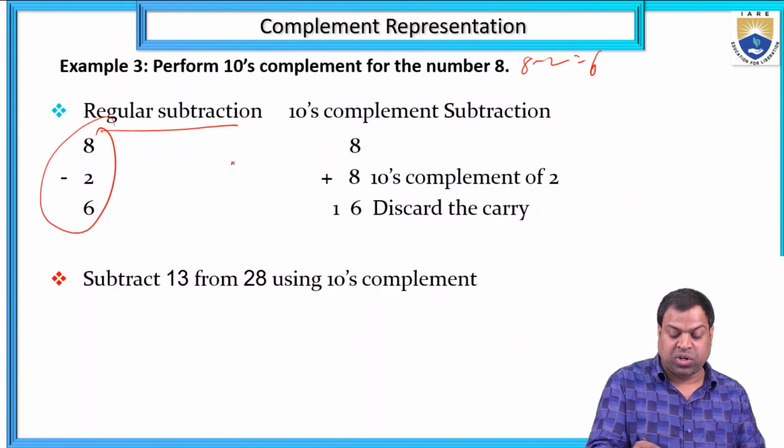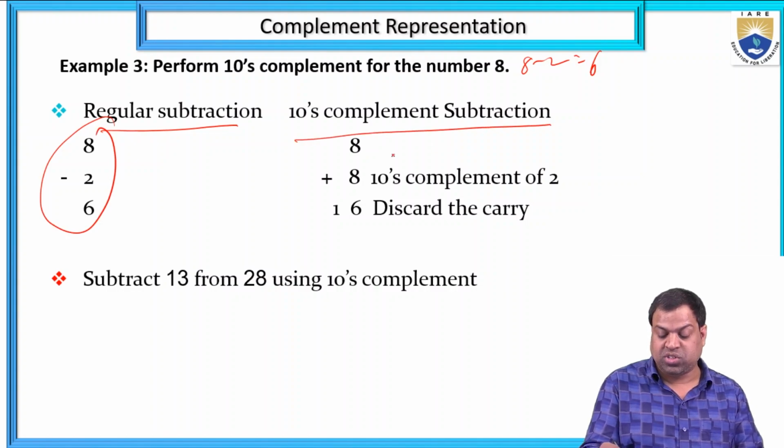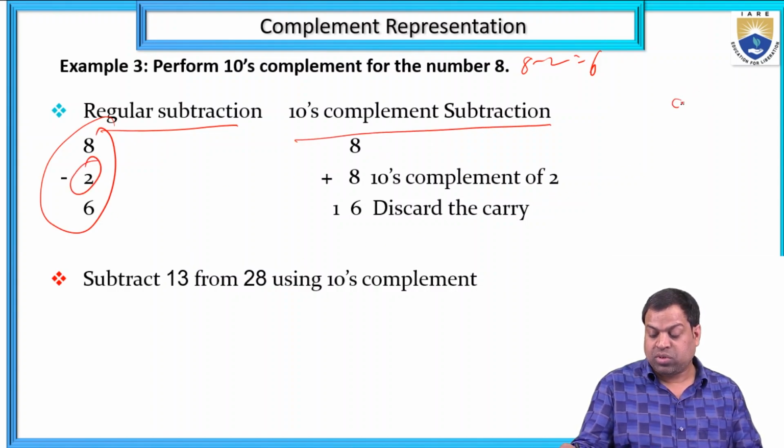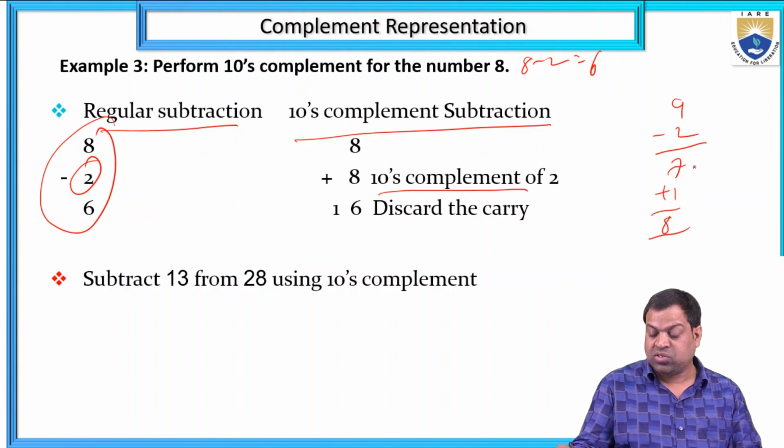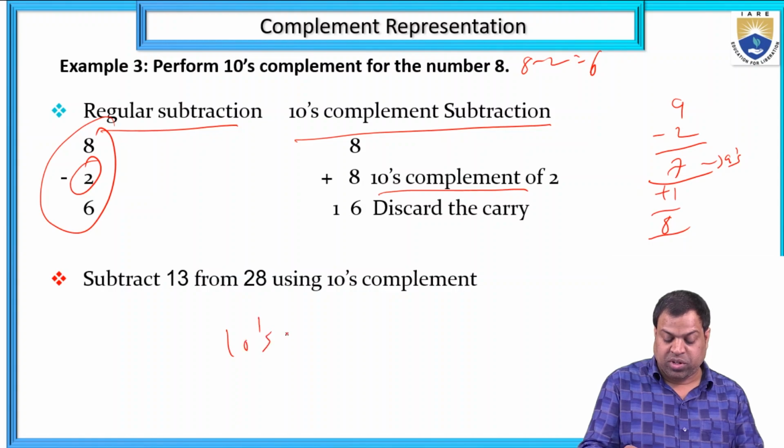That is normal, but when I apply the 10's complement, what is the 9's complement of 2? 9 minus 2. How much? 7. But here 10's complement means 9's complement plus 1. That means 7 is the 9's complement. So what is the 10's complement equal to?